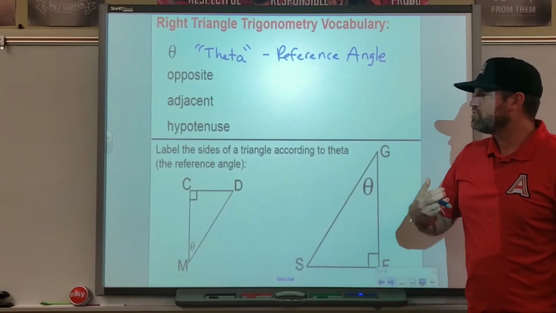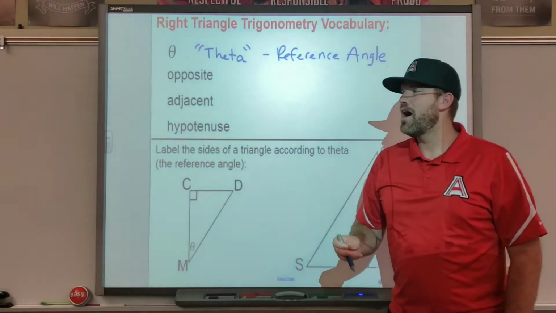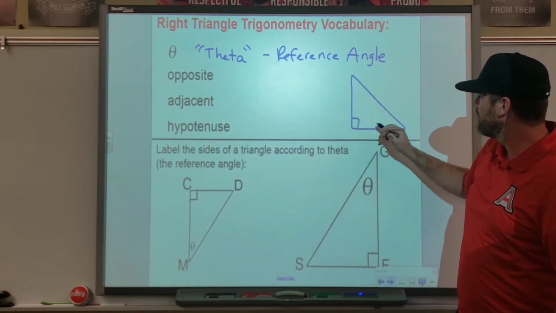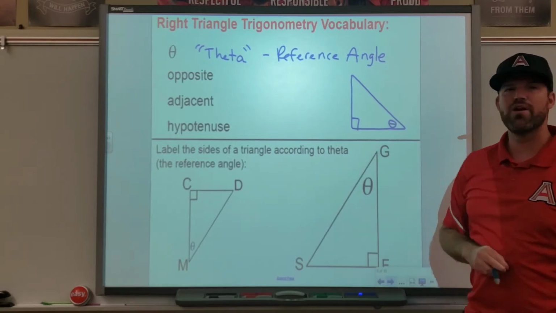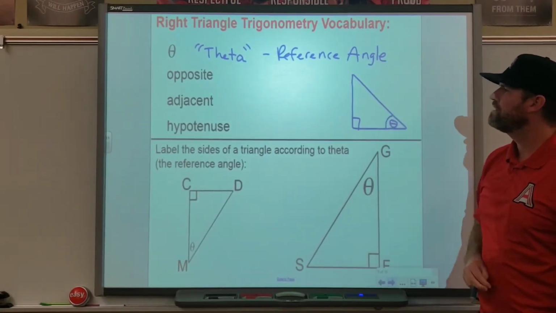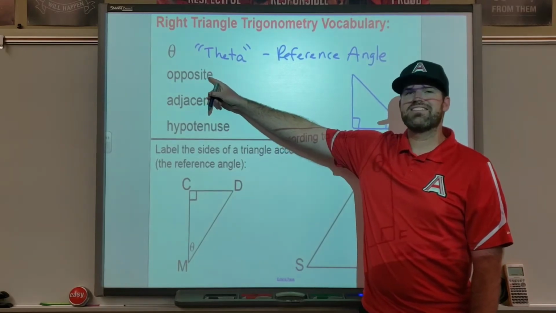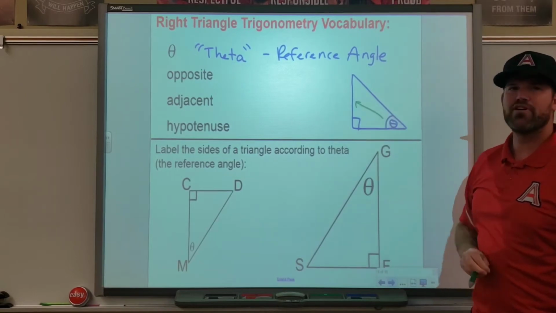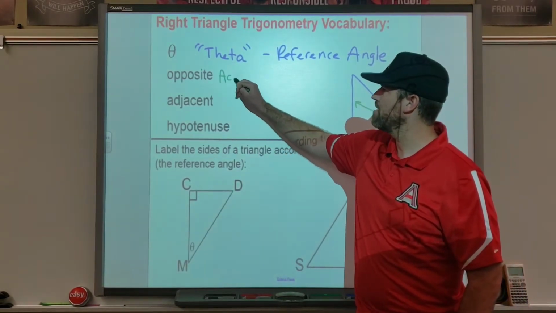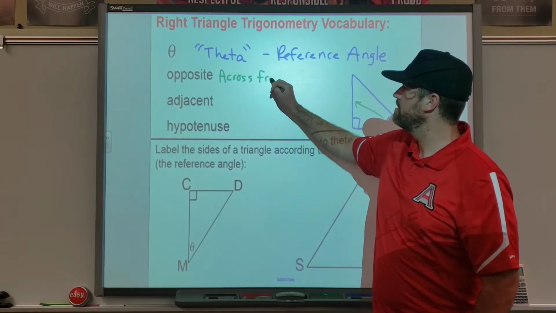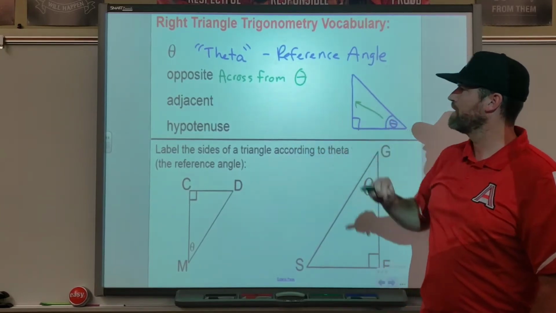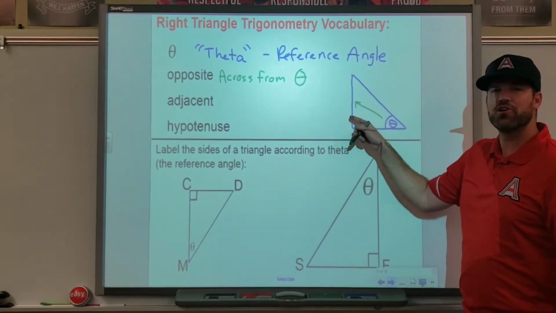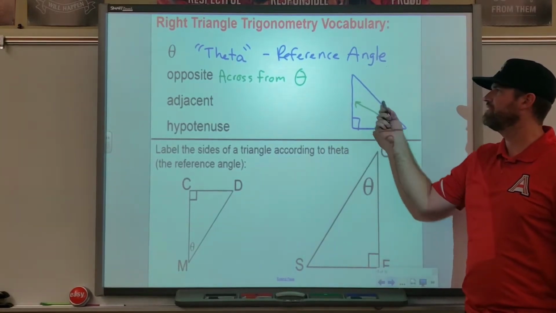Then, in a right triangle, we're always going to have a side that's called the opposite side. So let me draw a right triangle here. Wherever I put theta, that's going to be my reference angle, so that's where I'm going to start from. The opposite side is always the side that is across from theta. So opposite is across from theta, or whatever angle we're using, it's the one that's across from it. And just a note, the 90-degree angle will never be our theta. It'll always be one of the other two angles.